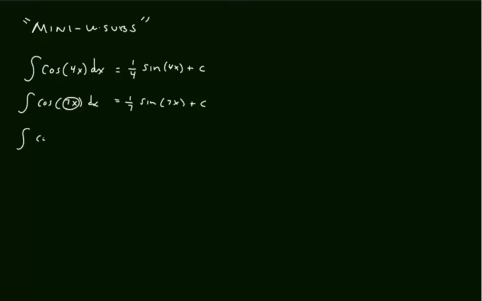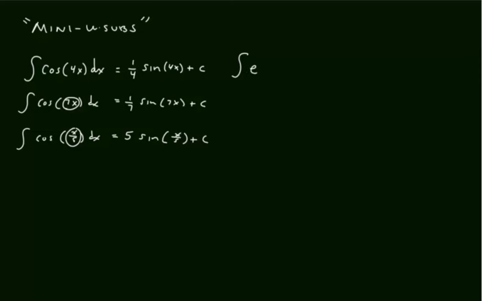Another one still, let's say I had the cosine of x/5 dx. Linear term here. The number that gets pulled out is going to be 1/(1/5), or simply 5 sine of x/5 plus c. So these are endless. Let's do some over here.